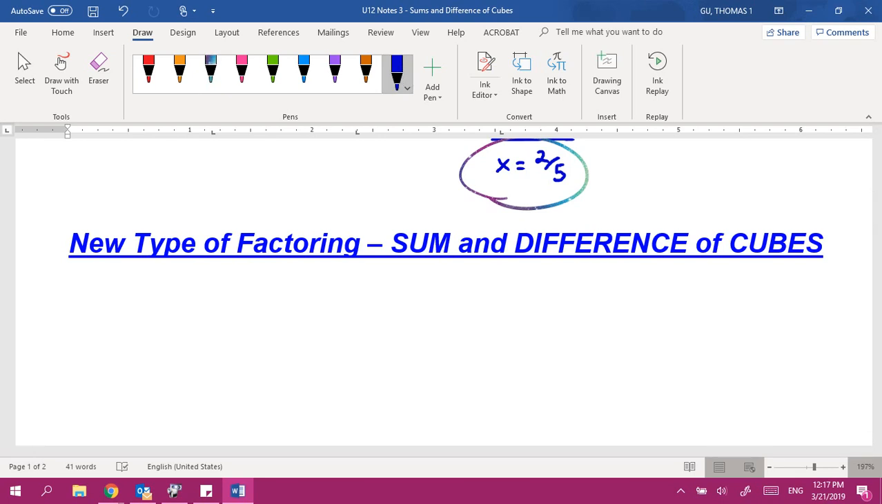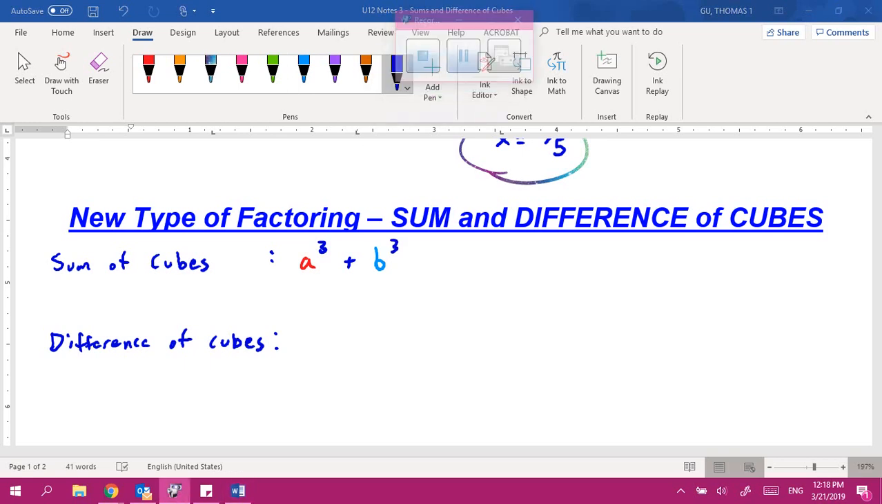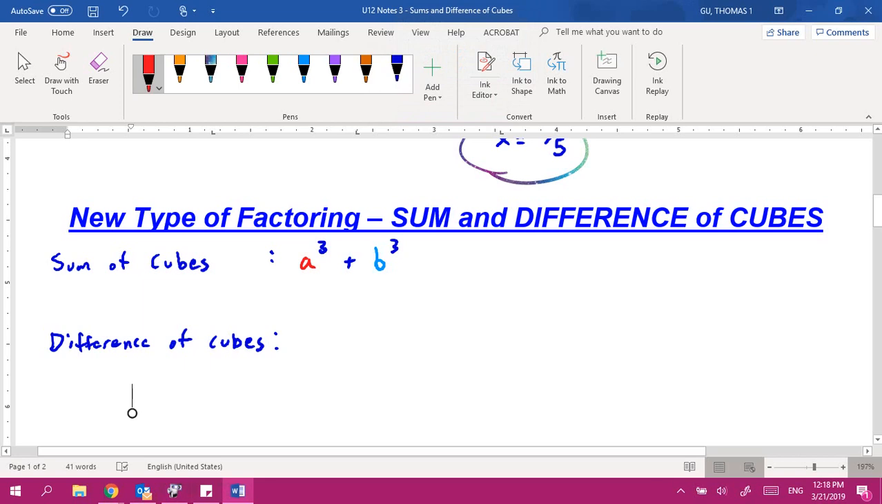So here we go. Sum of cubes and difference of cubes. So let's see what a sum of cubes is. A sum of cubes is when you're in this situation: A cubed plus B cubed. That is a sum of cubes. So what do you think a difference of cubes is then? That is right, A cubed minus B cubed.